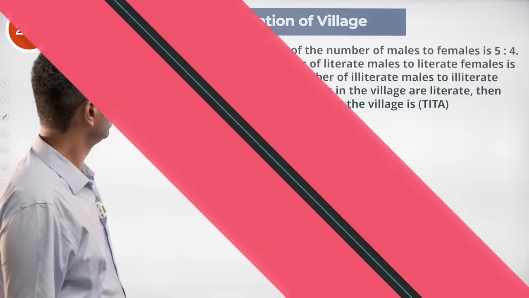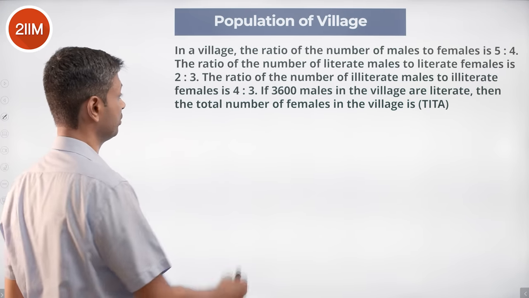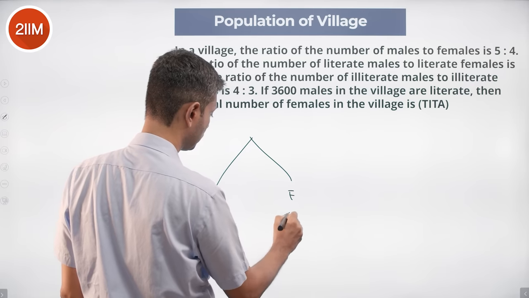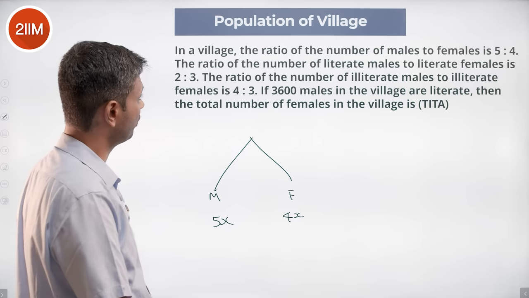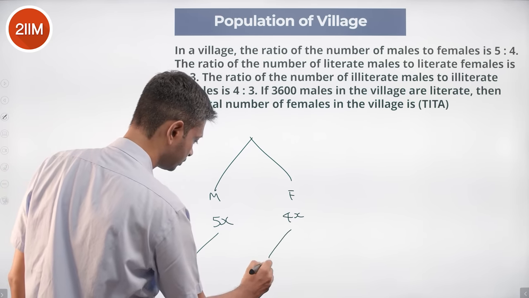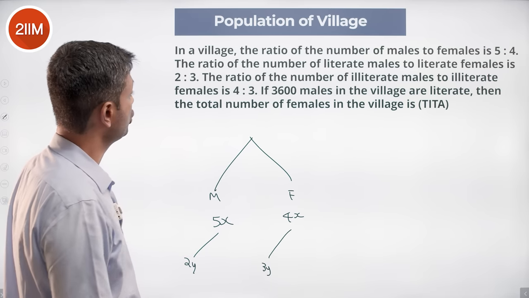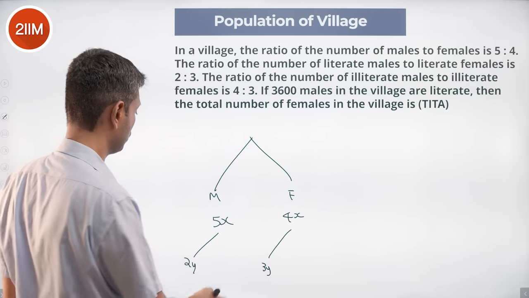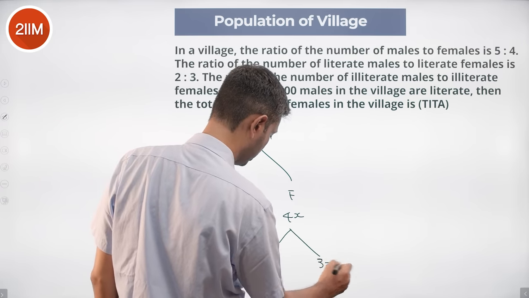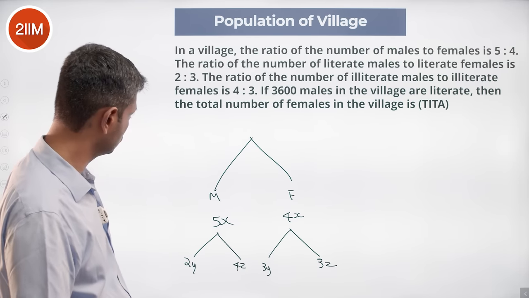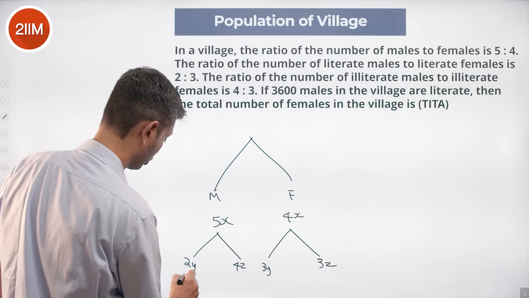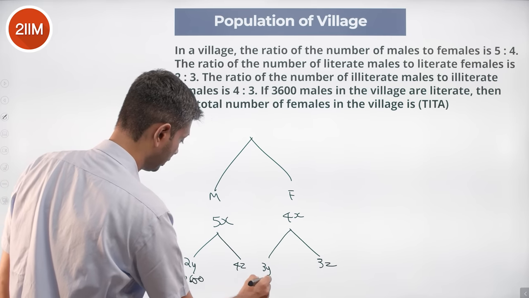Think about it. In a village, the ratio of number of males to females is 5:4. Nice. Males, females, 5x, 4x. The ratio of number of literate males to literate females is 2:3. 2y, 3y. Ratio of number of illiterate males to illiterate females is 4:3. 4z, 3z. 3,600 males in the village are literate. This is 3,600. That means this is 5,400.